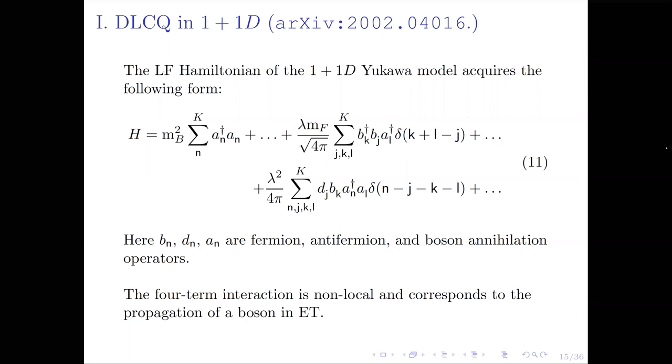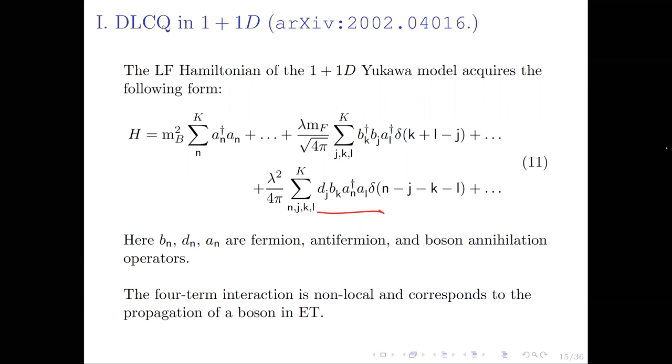It's a bit unusual that you have a quartic term, even though we started from the Yukawa interaction. This is the price that you pay for switching to light cone coordinates. So this interaction would be non-local from the equal time perspective. You can think of it as corresponding to instantaneous boson propagation. But this is a minor complication that we pay. And in fact, equation 11 is a lot nicer than it seems at first, and we'll discuss it in a couple of slides.